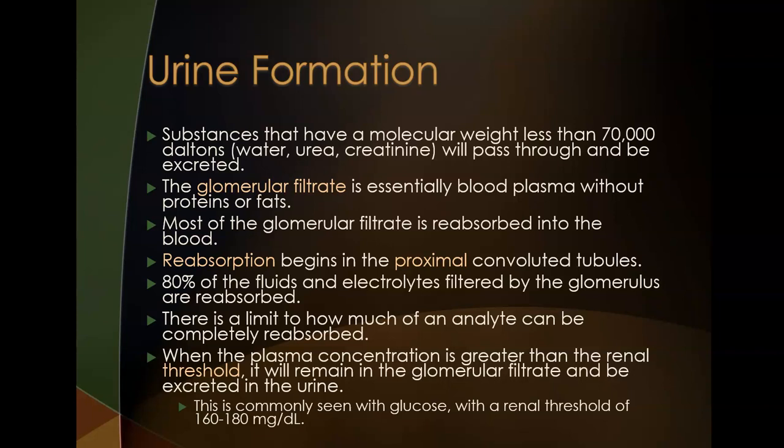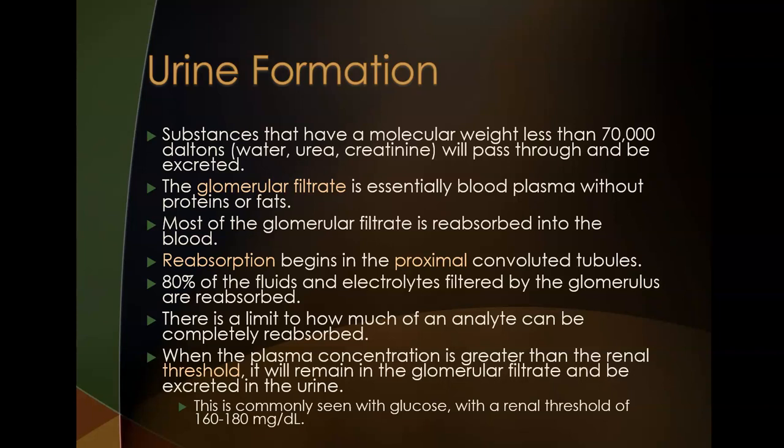Substances that have a molecular weight of less than 70,000 Daltons, which is water, urea, creatinine, and all that, will pass through and be excreted. So that means all of those molecules are small enough to leave those capillaries and enter Bowman's capsule. And so basically the glomerular filtrate is plasma without proteins or fats because they are bigger than 70,000 Daltons, especially albumin. That's why albumin is not supposed to be in urine, because it's a bigger molecule, and it shouldn't be in there.